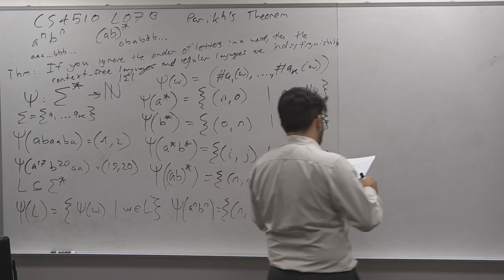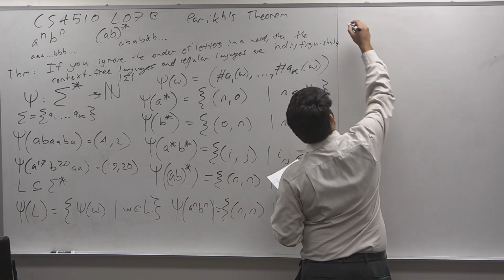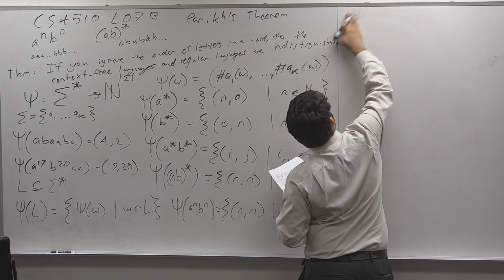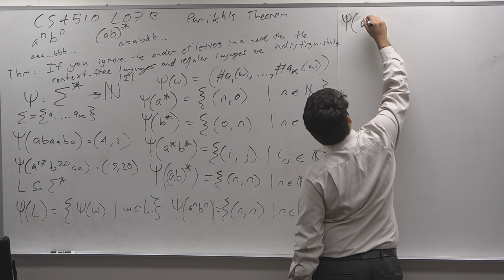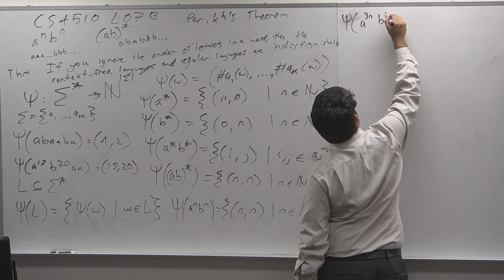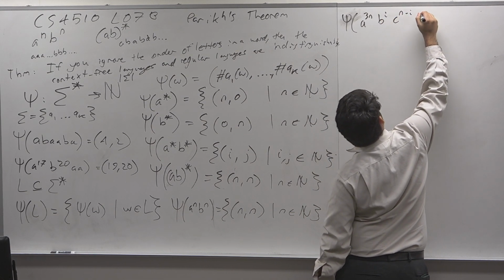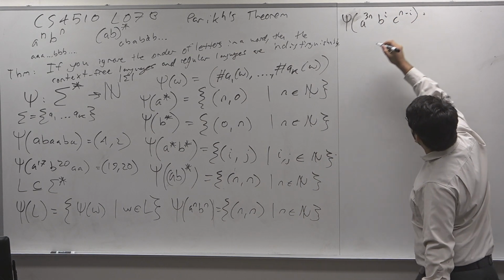Let's do a little bit more. What about the frequency? We gave a context-free grammar for this one. A to the 3n, b to the I, c to the n minus I. Remember we gave the CFG for that one? What would that one be?